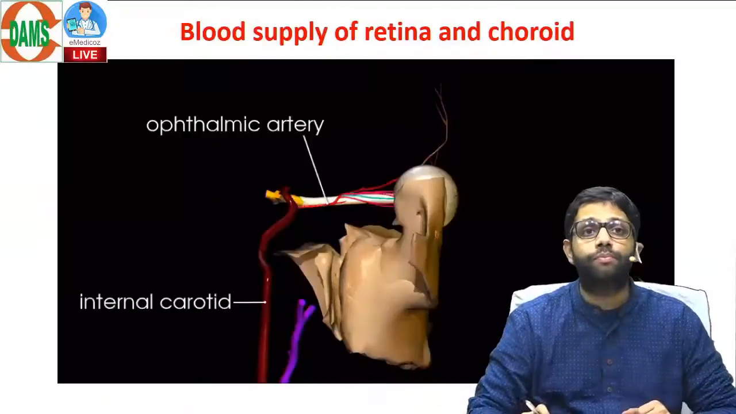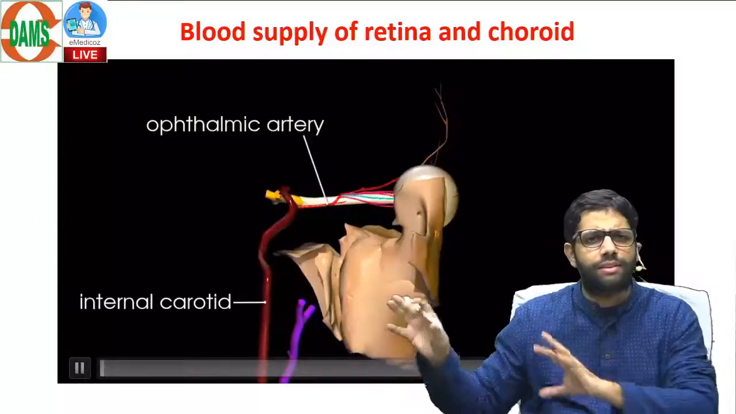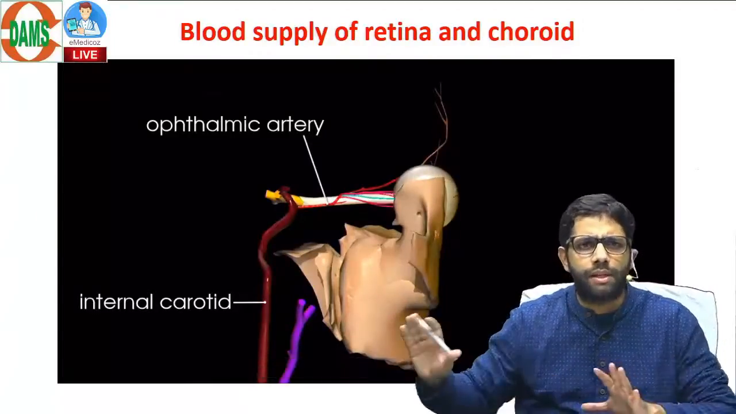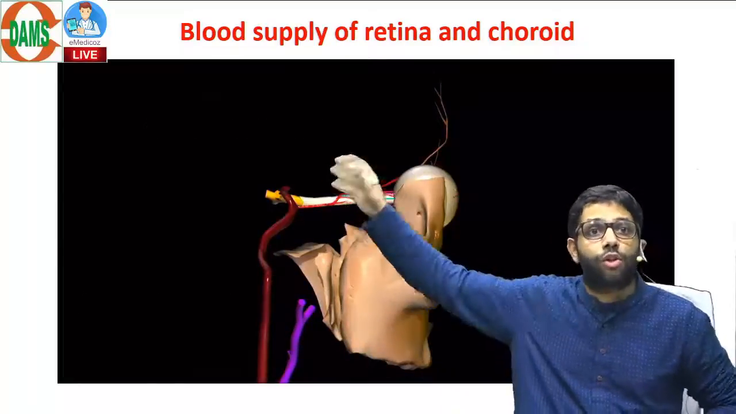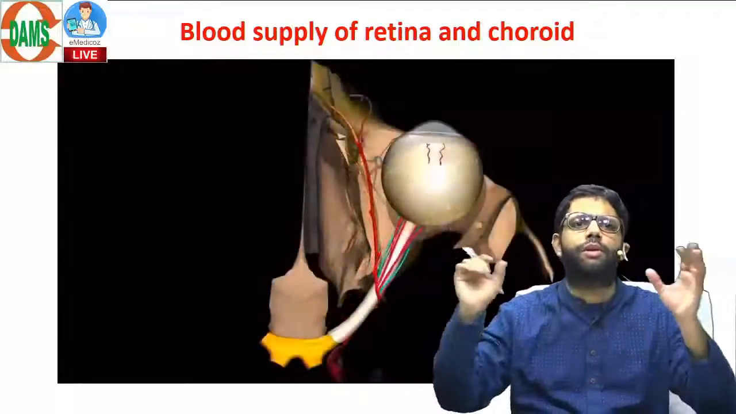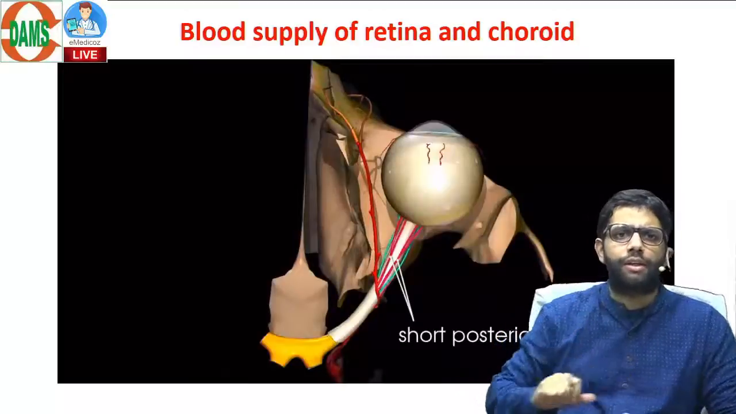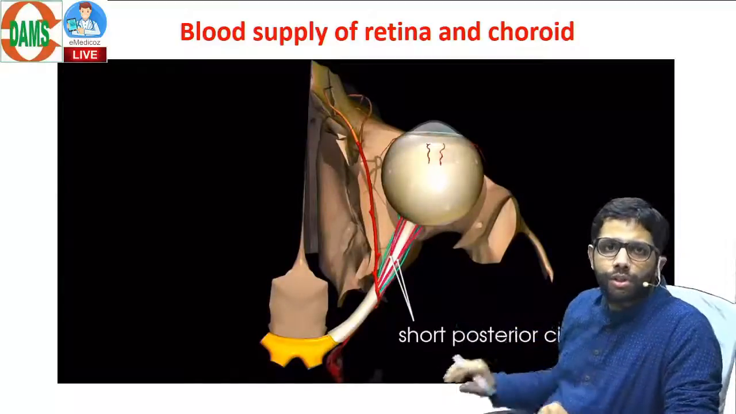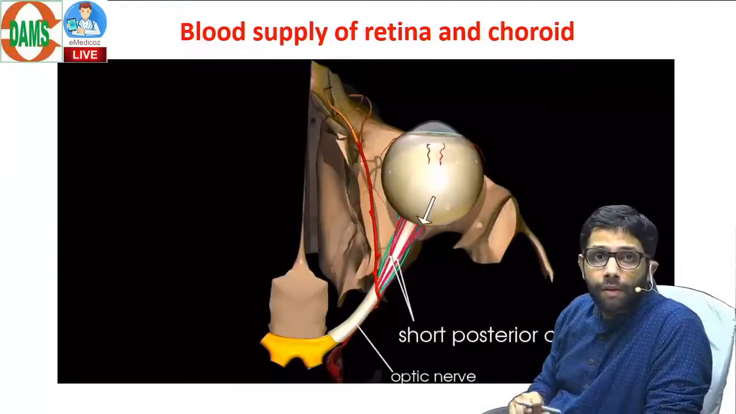Now let us come to the blood supply of the retina. So just see the video and then I'll tell you the blood supply. The major blood supply of the retina comes from the internal carotid artery, whose first branch is the ophthalmic artery, and the ophthalmic artery gives many branches: ciliary artery, central retinal artery. Ciliary can be anterior and posterior. Posterior can be short, can be long.